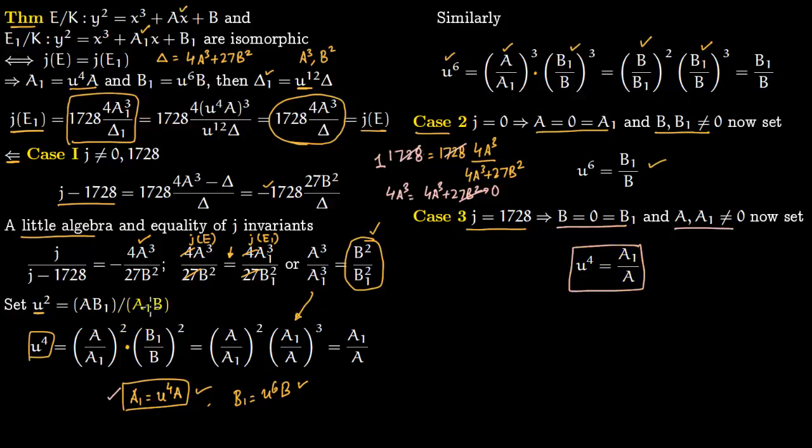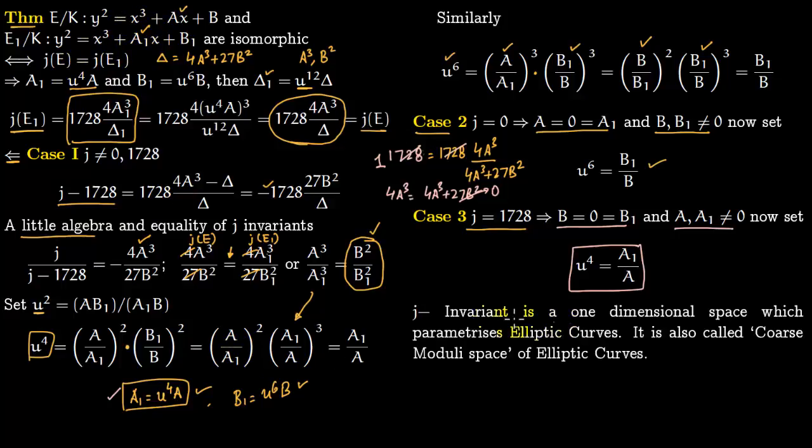So we have been able to show that these two curves are isomorphic if and only if their j invariants are the same. Now this j invariant is a one-dimensional space. Obviously it just consists of the real numbers, and this one-dimensional space parameterizes the elliptic curves. So you keep changing your j invariant, and every time you get a new j invariant, you get a new elliptic curve. Therefore this j invariant is also called a coarse moduli space of elliptic curves. So the j invariant is a one-dimensional coarse moduli space. And what does it parameterize? It parameterizes the elliptic curves.